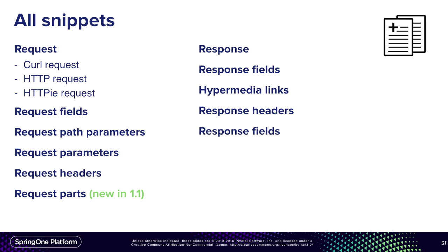And I mean, there's a whole bunch of snippets that are automatically generated. So here you can see the ones we already talked about: request curl, HTTP, request fields, request path parameters, and request parameters. Sorry, the headers as well can also be generated, and request parts. If you got a multi-part request, it also is possible to generate documentation for that.